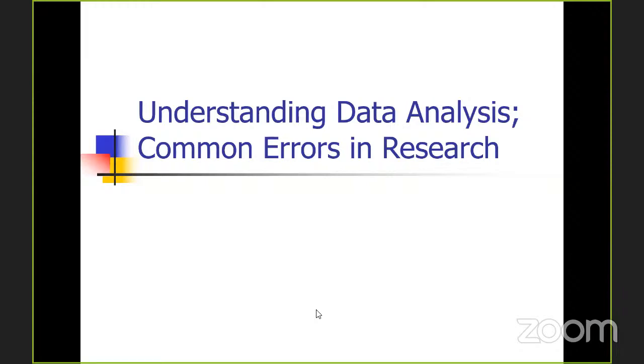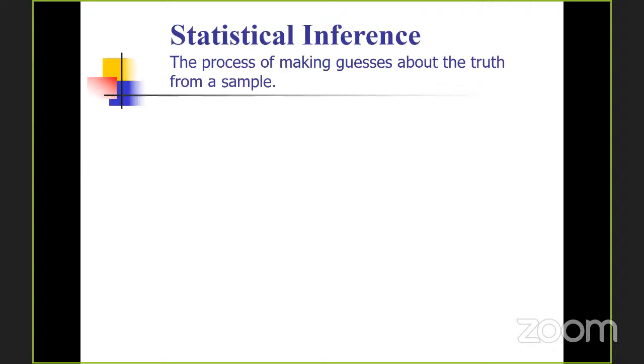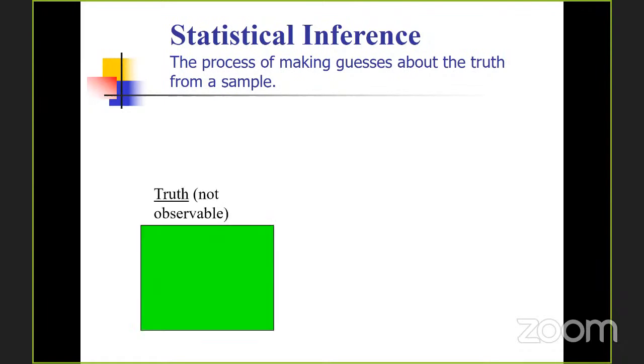Seeing it now. Good. All right, so today we're looking at understanding data analysis and common errors in research projects. So in this class, you are expected that you'll be able to make some simple statistical inferences. So in making those inferences, what you're doing is trying to make educated guesses based on a sample of a population.